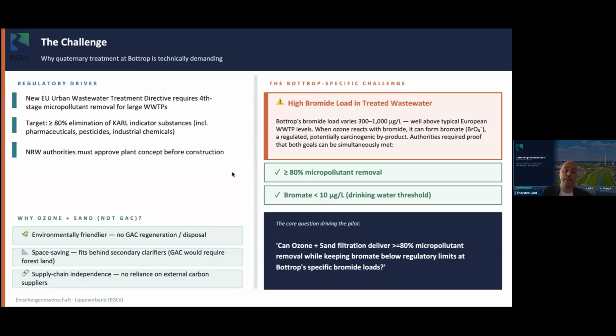So we discussed this a lot with authorities, and because of the high bromate loads, they said, okay, we cannot allow this without any proof that you can manage the directive with the 80% micropollutant removal, and that you can keep the bromate level at a very low level. The only threshold they have in mind is that for drinking water, which is a bit exaggerated given that we are talking about wastewater. But if we reach the threshold of drinking water, they said, then of course they can also grant the permit for ozone sand.